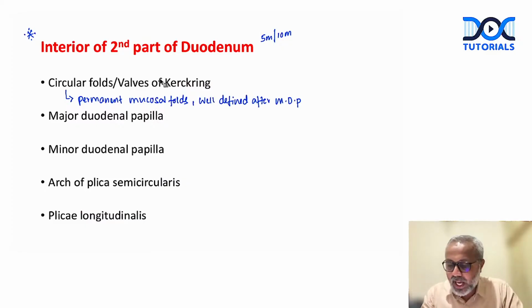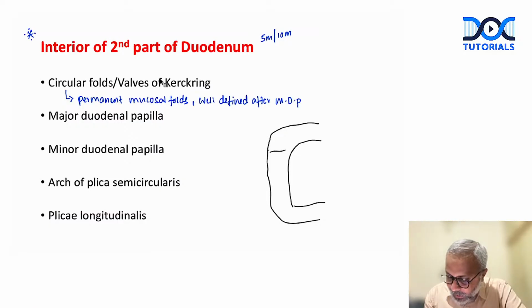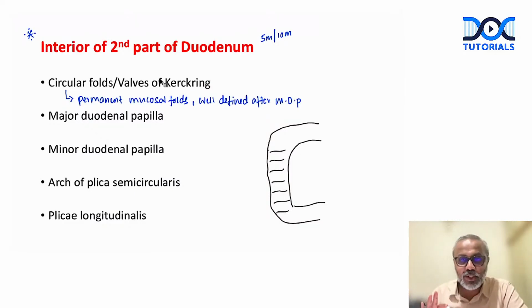Now, what diagram should we draw for this question? Remember, we need to show the features of the interior of the second part. So let's imagine this is the first part, this is the second part, and this is the third part. As we said, the second part has transverse mucosal folds, so first show the transverse mucosal folds. Then the most important feature here is the major duodenal papilla.